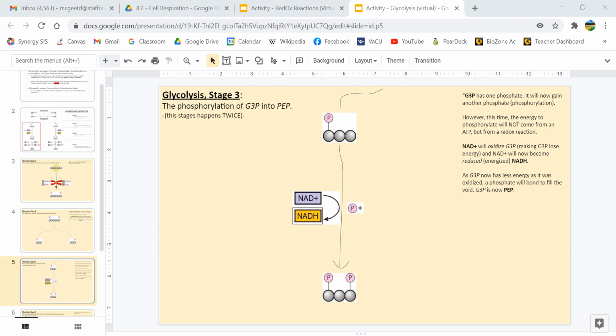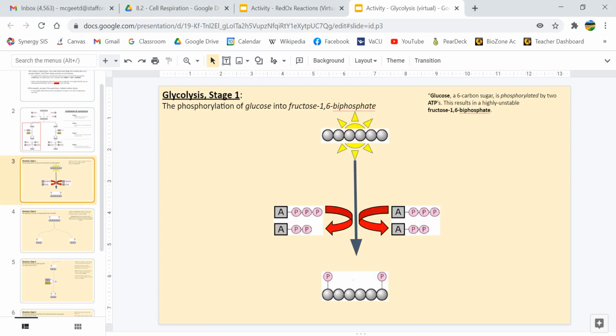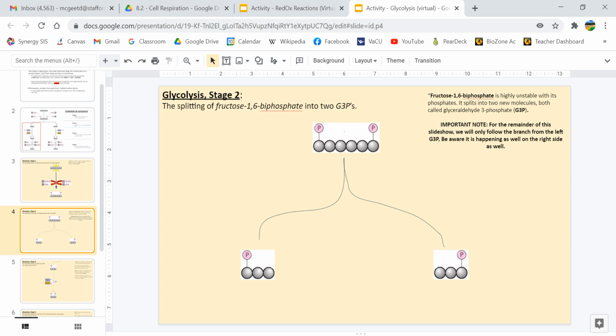Okay? So if you're following me so far, I'll recap before we do the last phase. We started with a 6-carbon sugar. It was full of energy. We added phosphates to the end of it, but we had to sacrifice 2 ATPs to do this, and this caused it to break in half like this. Now, by this happening, we were left with a G3P on both sides.